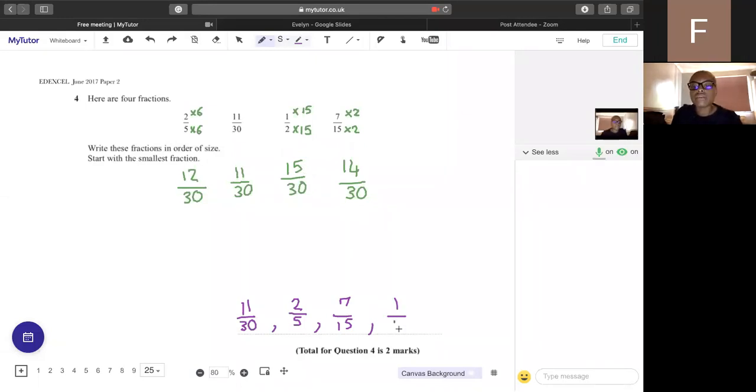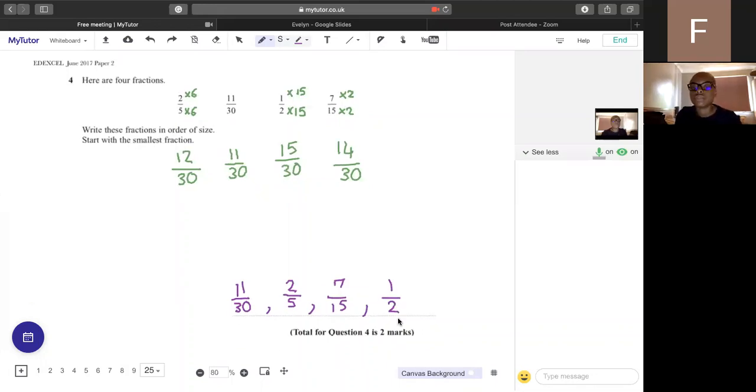So to get your full 2 marks, you need to make sure that you write down the original fractions. If you did in your exam write down these fractions, it's not necessarily wrong because they are equivalent fractions, you just won't get 2 marks, you'll only get 1 out of the 2 marks. So it's a silly mistake. And it's a very easy mark to lose, so try not to forget to do that in your exam.